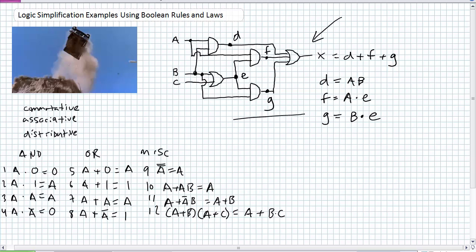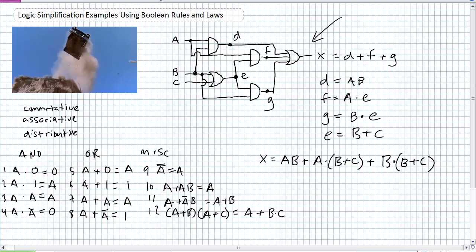And so what I'm doing is going from the output back to the input. You can go from input to output however you want to do it. And now the next question is, what's E? E looks like it's B or C. Start putting it back together here. What's your expression? X is equal to D, which is A and B, or F, which is A ANDed with E. What's E? B or C, ORed with G. What's G? G is B ANDed with E. What's E? B or C. And notice I'm using those parentheses because this is wrong. That's wrong, because G, the whole thing, E, the whole thing is this. So that is our final logical expression right there.